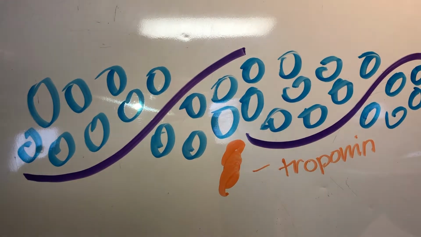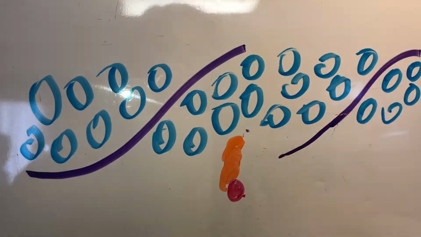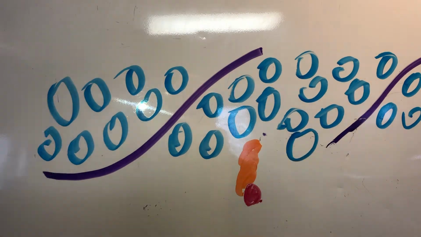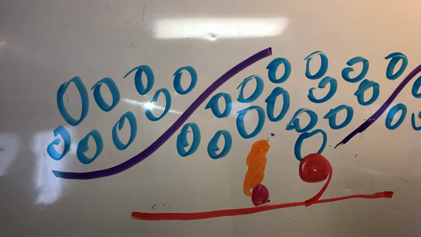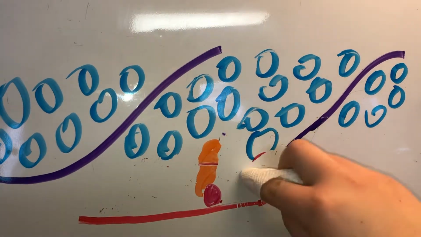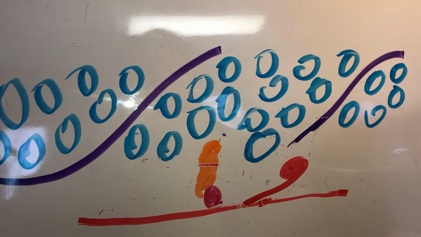The calcium then binds to troponin, which causes tropomyosin to shift and expose the myosin binding site. Myosin binds to actin. Myosin pivots, pulling the actin filaments. Myosin then releases from actin, and myosin re-extends into the ready position.